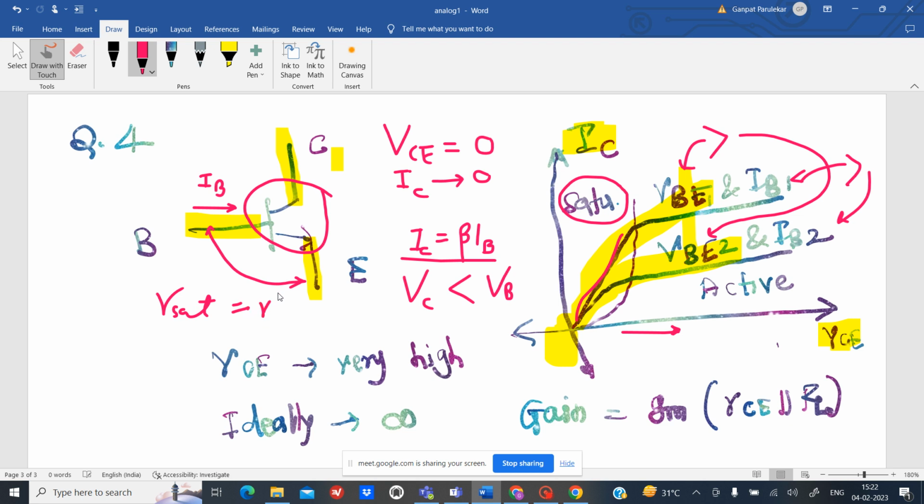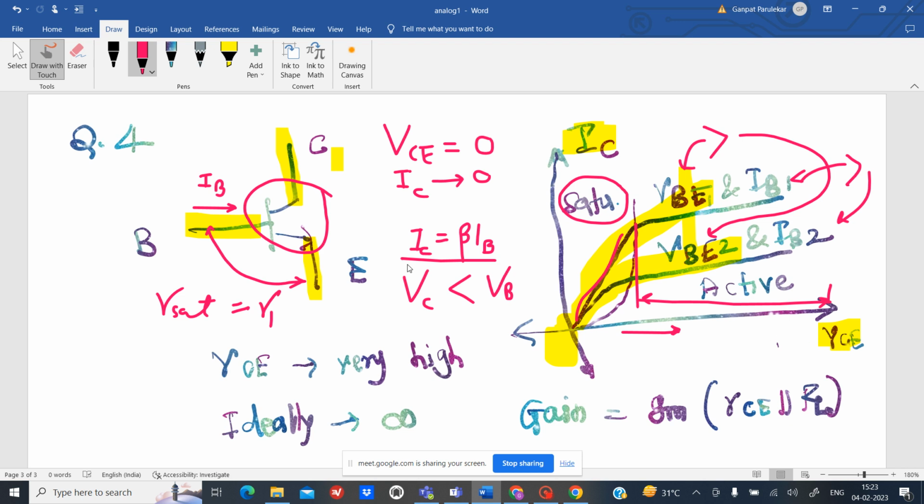Now as you are increasing the value of VCE further, you will see there is not much increase in IC. That means the output impedance in this region is higher compared to the output impedance in the saturation region, which tells us that the output impedance in the active region is more.